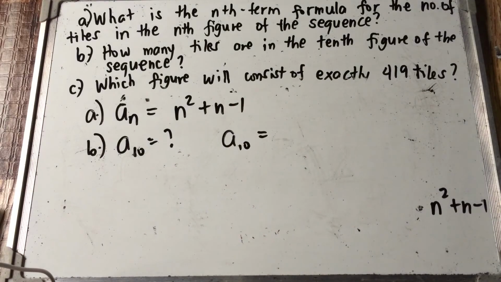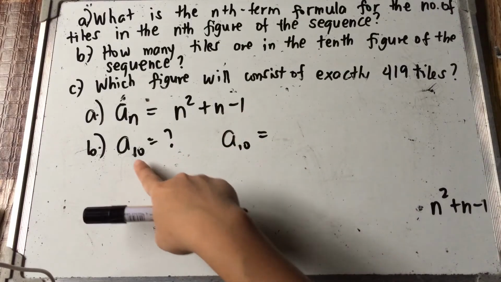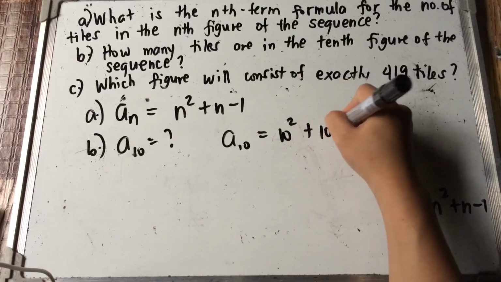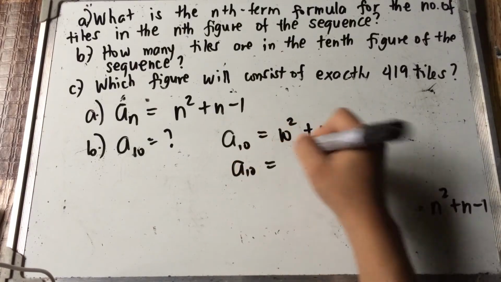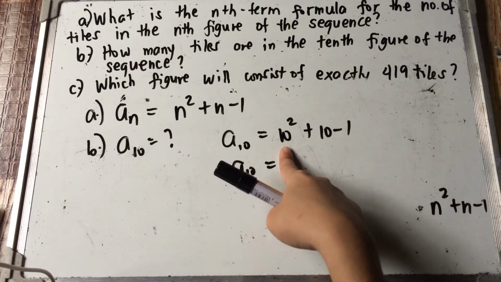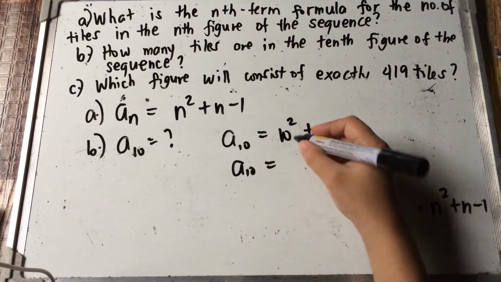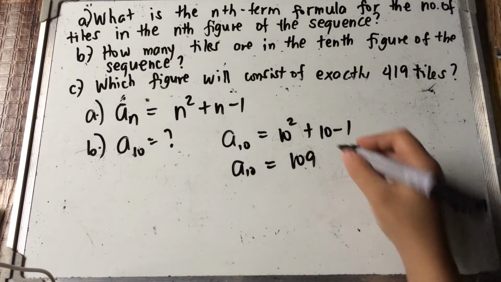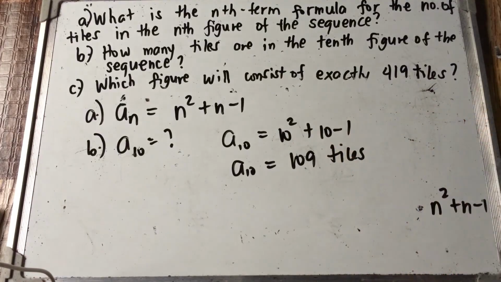So, ilang daw tiles ang meron sa 10th figure? So, ang value ng n ay 10. So, we have 10 squared plus 10 minus 1. So, a sub 10 is equal to 100 plus 9. So, 109. So, we have 109 tiles. So, dun sa 10th figure na sequence, meron daw tayong 109 tiles.